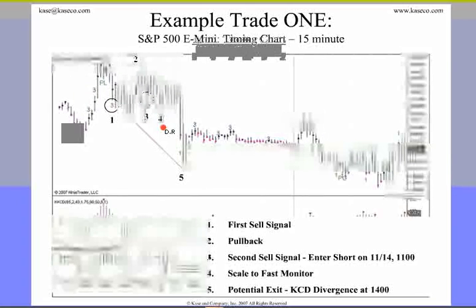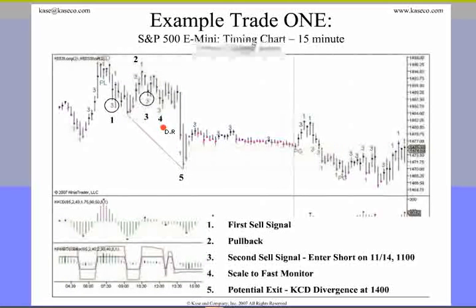In case the market does continue down, at point number 4, and we'll see this clearer on the next chart, we would have scaled our trade up to the next time frame, in this case the 45-minute chart, 3 times higher. And that's because we're getting a sell signal. I'll show that in just a second.